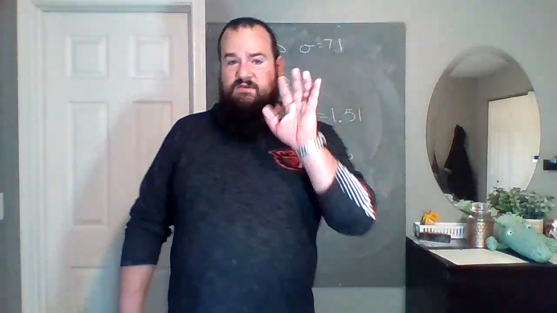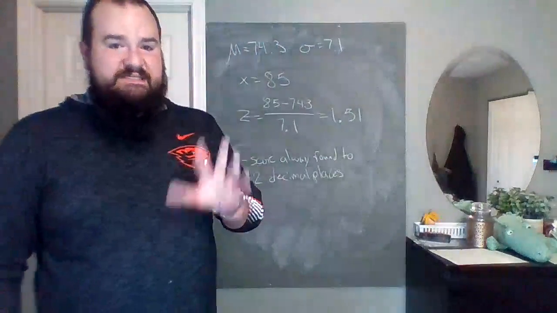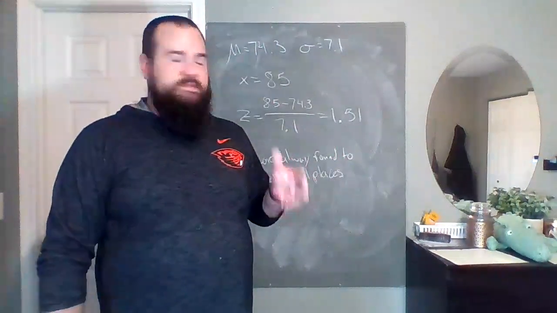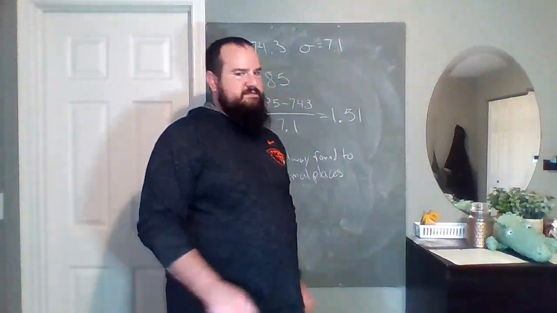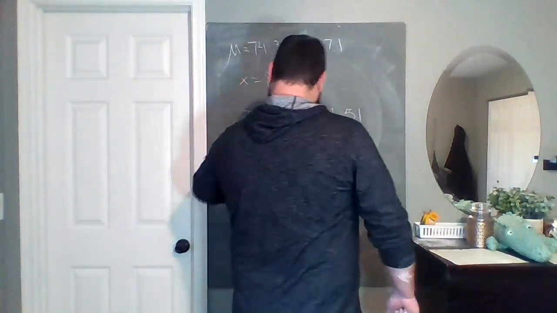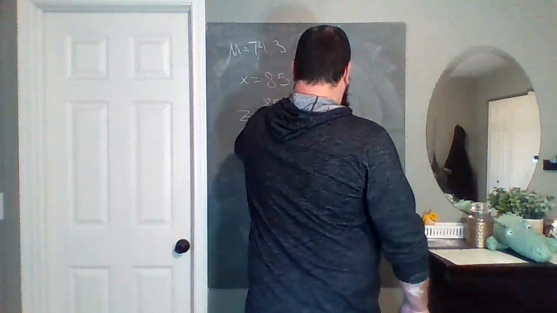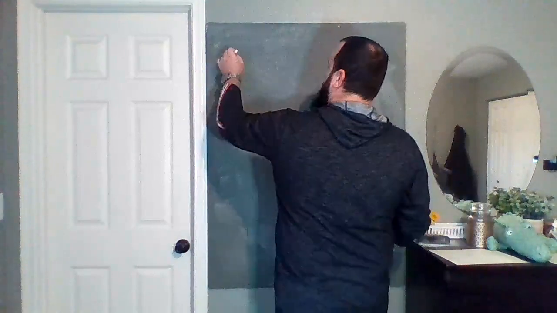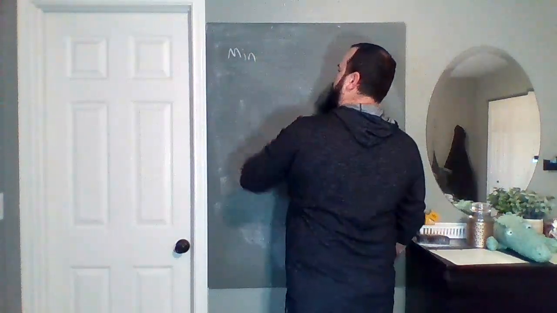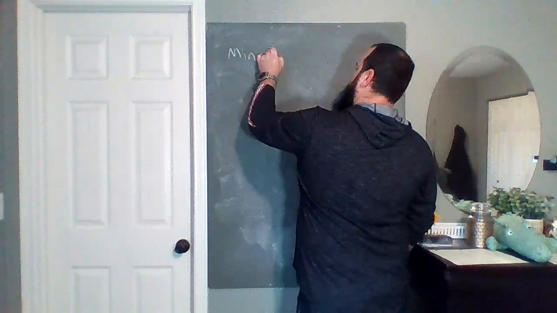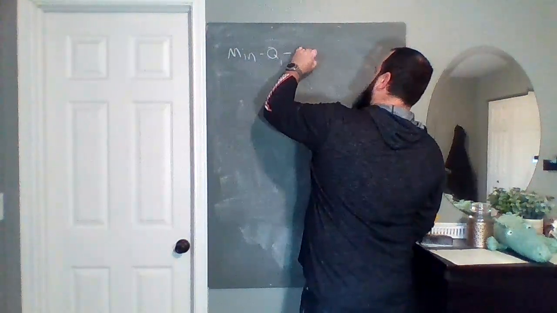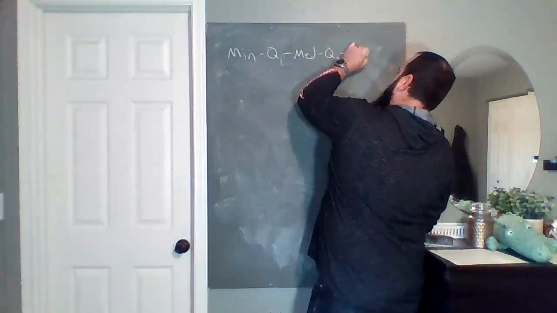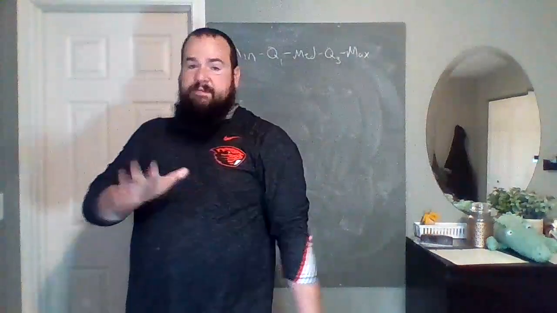Last thing we're going to talk about: 5-number summary. 5-number summary is really easy. Again, this is something we're going to do in our calculator. If you watch the next video, it does 5-number summary for you. 5-number summary consists of, you guessed it, 5 numbers. Those 5 numbers are the minimum, Q1, median, Q3, and the max. That makes up our 5-number summary.